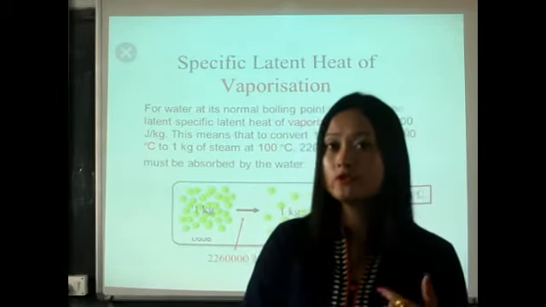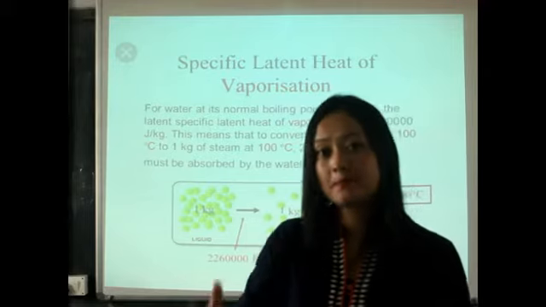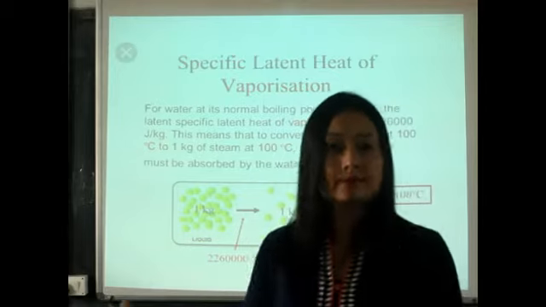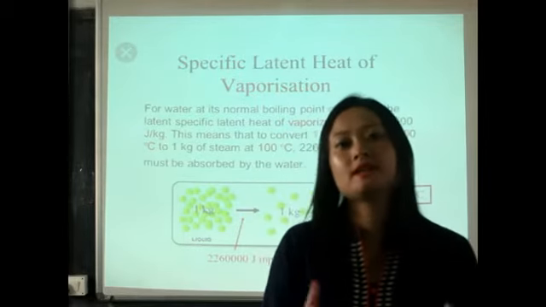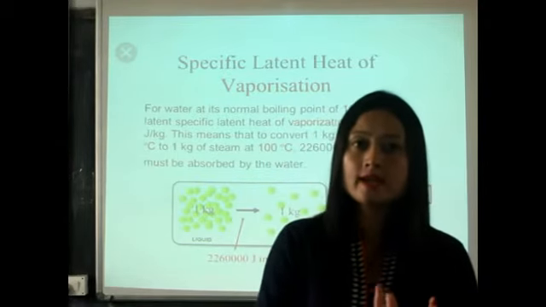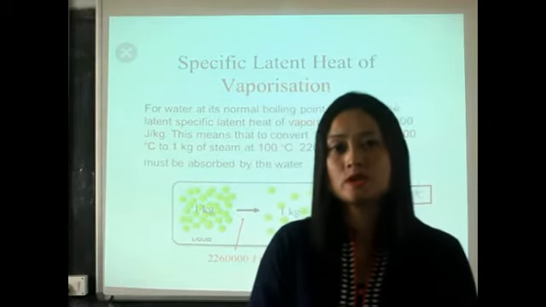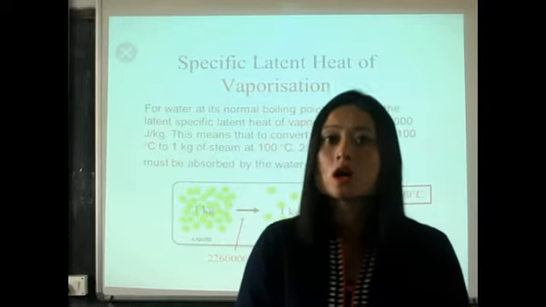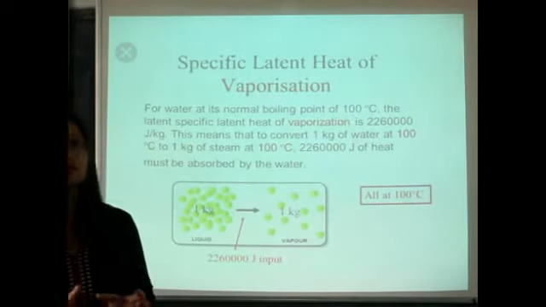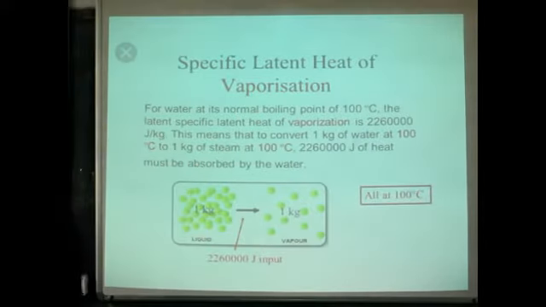22,60,000 joules. If you have to vaporize 2 kg of water, you need double the same amount of heat. If you don't have that much heat, the entire water will not vaporize. There will be vaporization, but not of the entire amount. To vaporize 1 kg of water completely into vapor, you need 22,60,000 joules, not less than that. You have to be very specific about that heat, so it is called specific latent heat of vaporization.